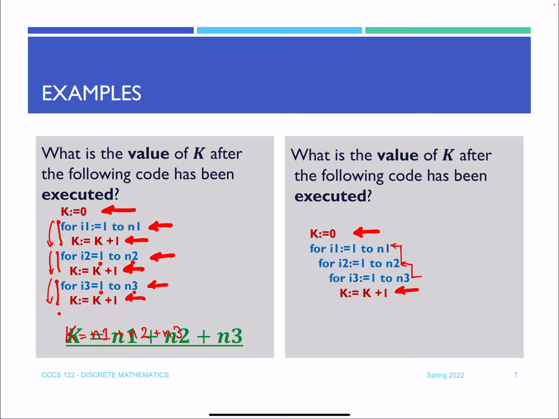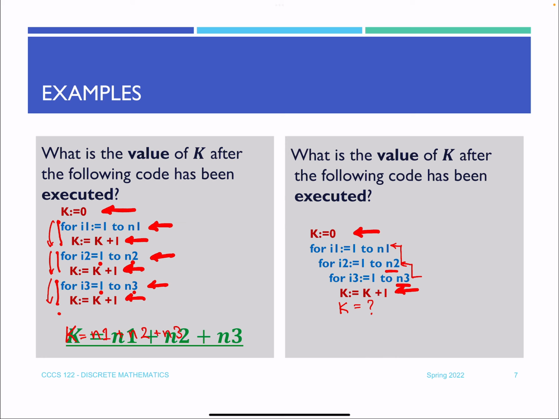The outermost for loop runs for n1 iterations. The second for loop runs for n2 iterations, and the innermost for loop, the third loop, runs for n3 iterations. The question again is, when we exit this piece of code, what will be the value of k when we come out?